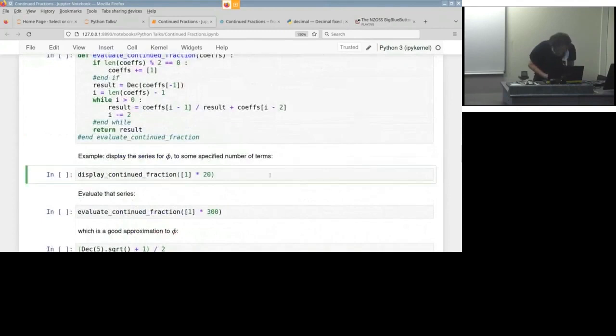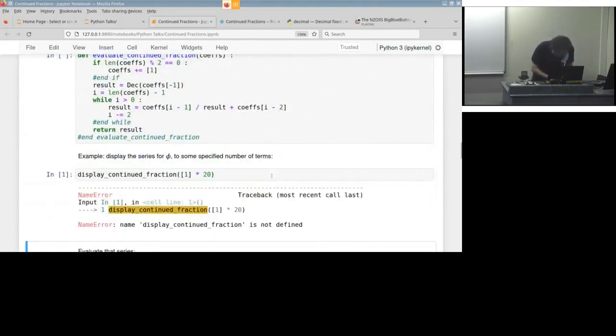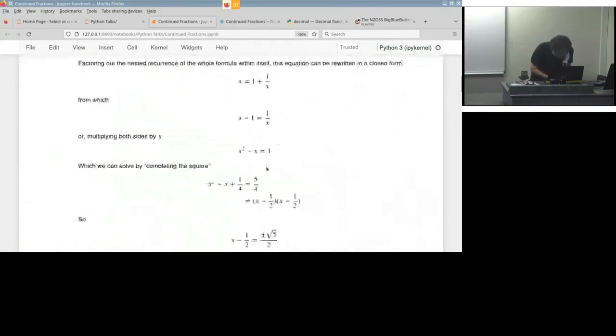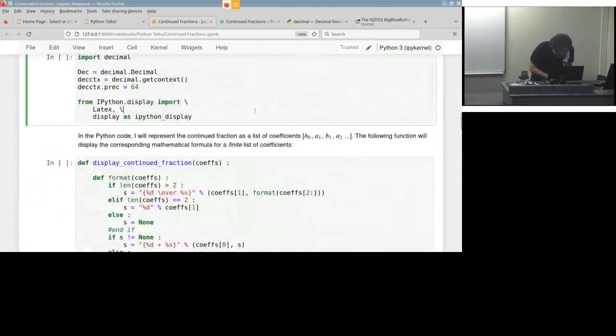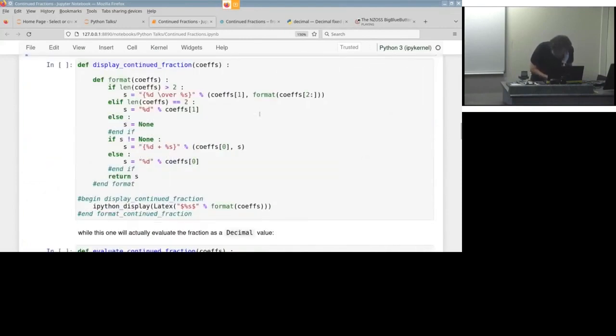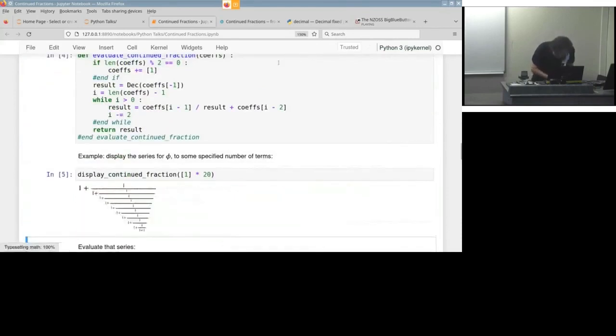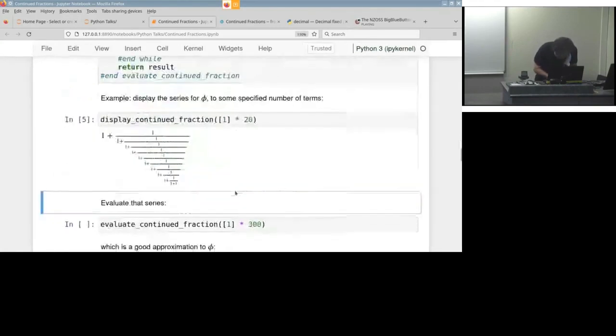So here, just for fun, is that 1 plus 1 over 1 plus 1 plus 1, 20 turns. Oops, I forgot to run this. Let me run this code. Run that. And then I'll run that. Ah, there we go. So you see? I can ask for however many I want, and it will give that number. So of course it's only an approximation to the one.